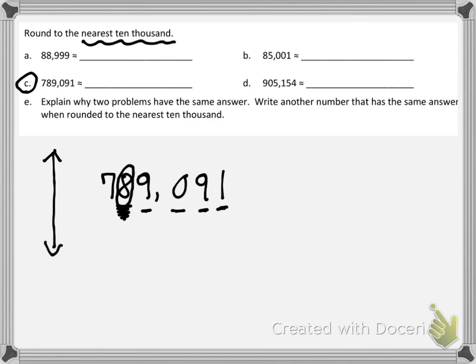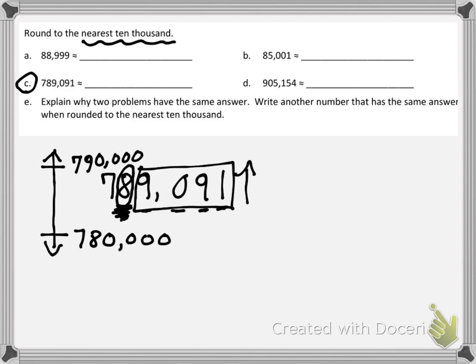We don't have to write this every time. We want to have our lowest point and our highest point. Our lowest point, since this is the number that matters, we're going to have 780,000 is the number that we can go lowest to. And the highest we can round to would be the next 10,000, which would bring us to 790,000.